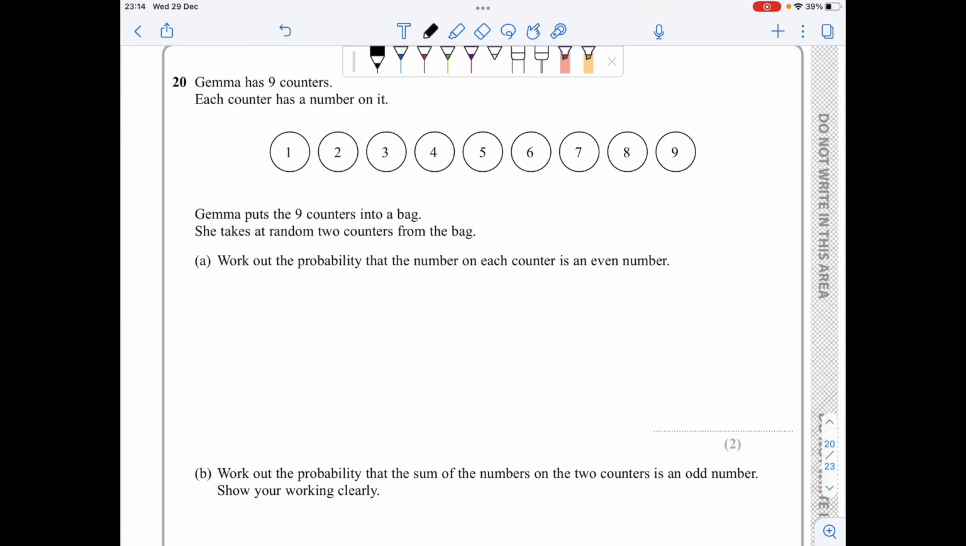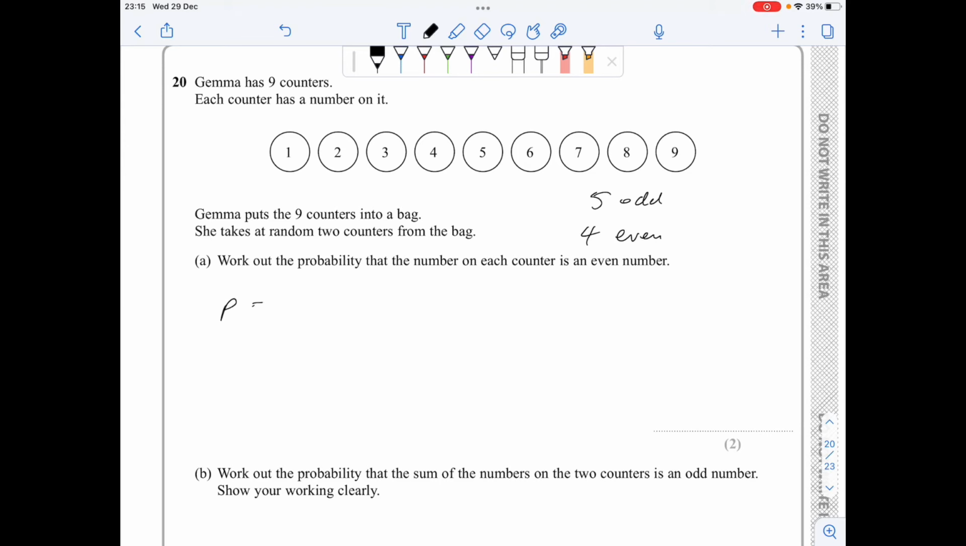In question 20, Gemma has 9 counters. Note that 5 of them are odd and 4 of them are even. And she's going to select 2 of them. Since the question doesn't mention a replacement, I will assume that the selection is without any replacement. So what's the probability that both are even?